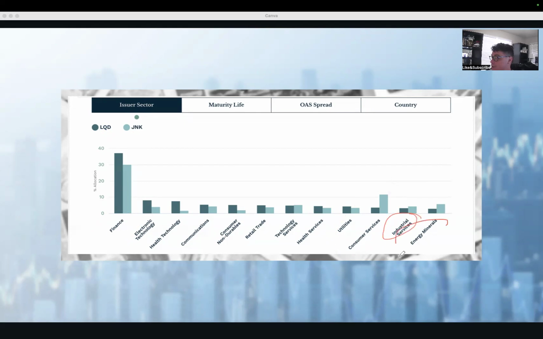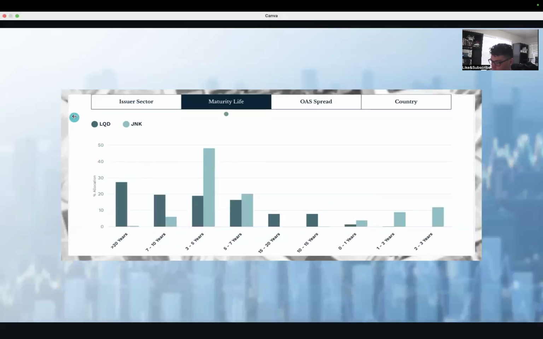Industrial services, energy, minerals, these are where things start to change up, all right, from LQD having the higher percentage allocation in the other sectors, right? We've got health technology, electronic technology, communications, consumer non-durables, and the retail trade. That is where we see LQD has a larger percentage of its allocation.